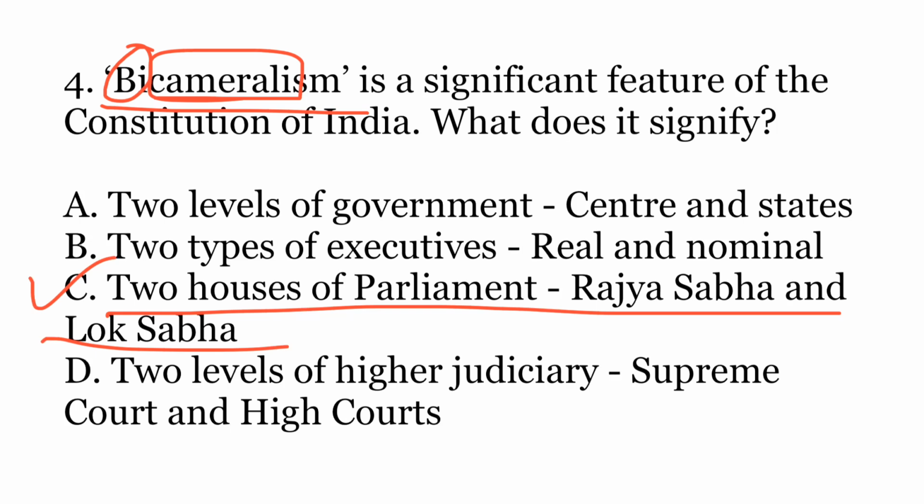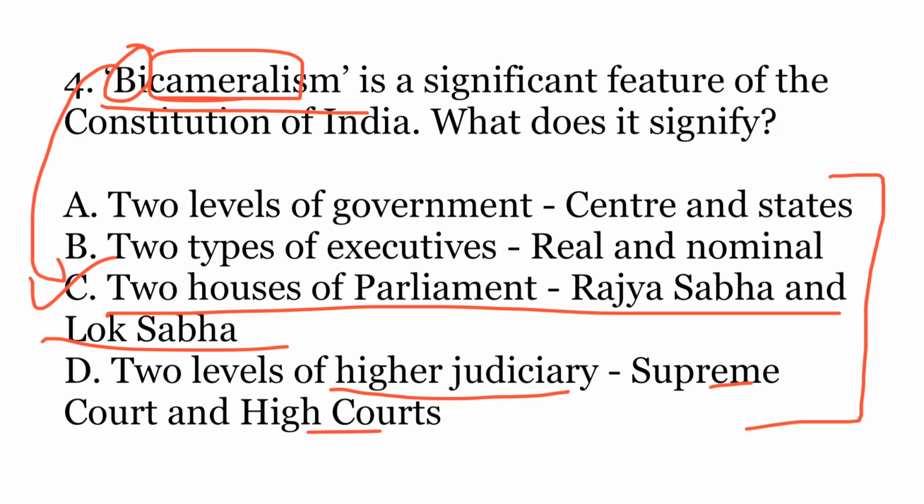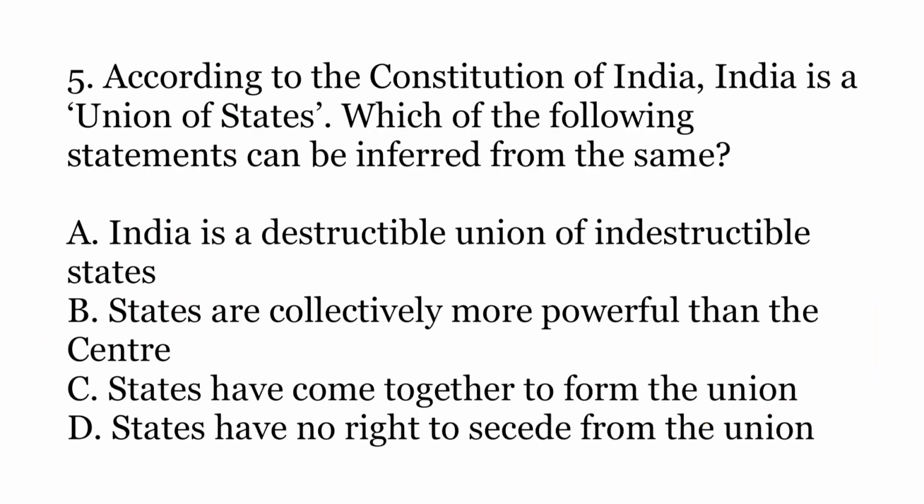Now the interesting thing is that all the four points are actually correct. There are two levels of government in India. If we do not consider local self-government to be the third tier, then there are two types of executives, real and nominal. There are also two levels at the higher judiciary, Supreme Court and High Courts. Below that there is the subordinate judiciary. So actually all the statements are kind of correct, but they are not the meaning of bicameralism. Bicameralism means two houses of parliament.